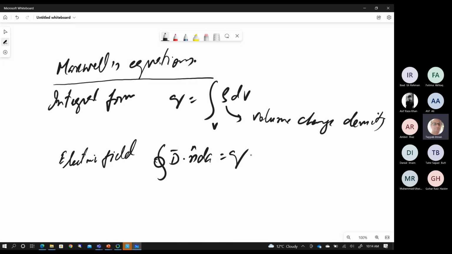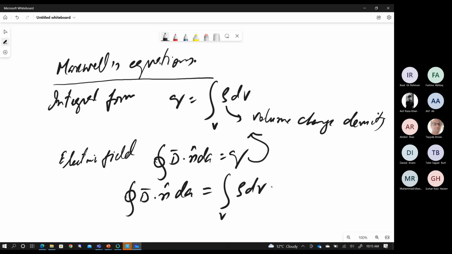So here we can replace this one, so we can write. So this is basically Gauss's law, and we can say it's equation number 1 here, and this is Gauss's law for the electric field.